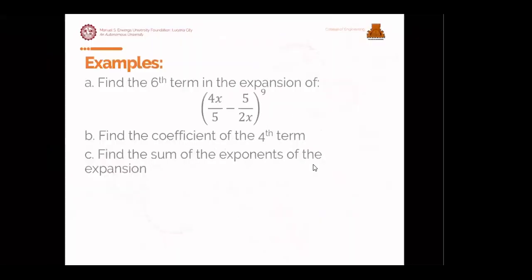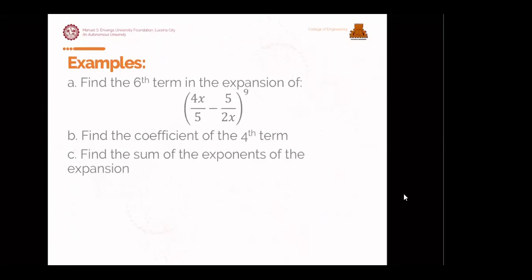Right? So let's have an example. Find the sixth term of the expansion (4x over 5 minus 5 over 2x) raised to 9. Okay? So ang pinapahanap sa atin ngayon is the sixth term.